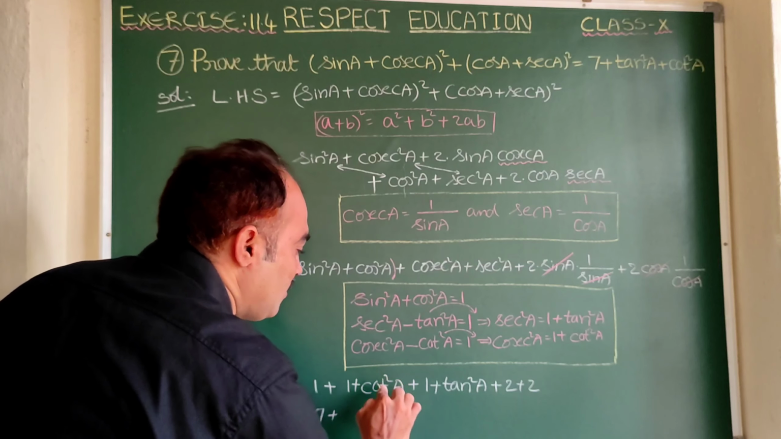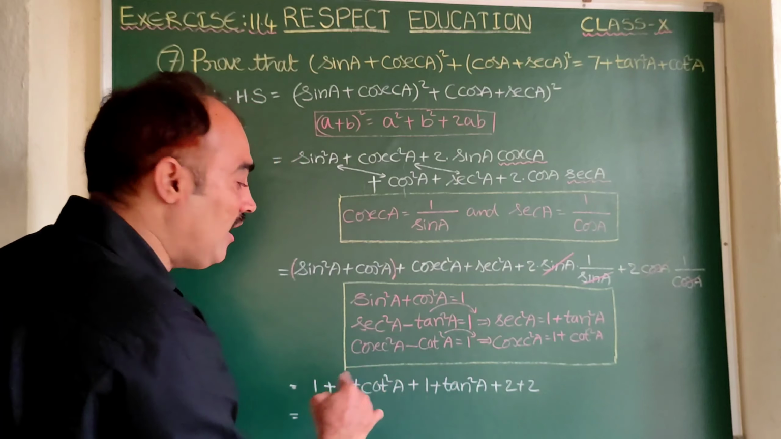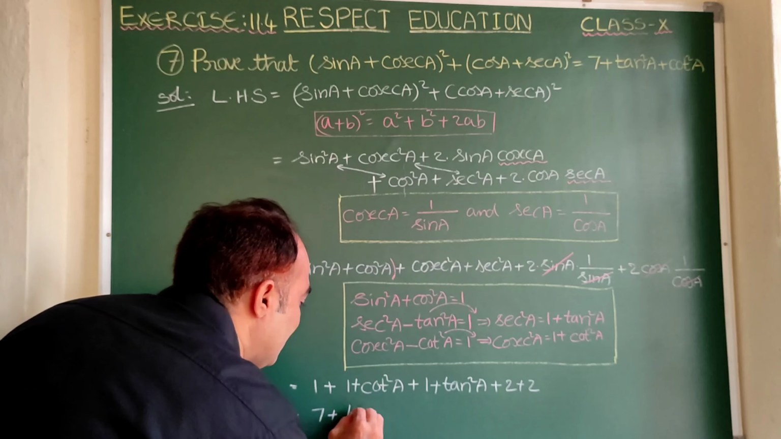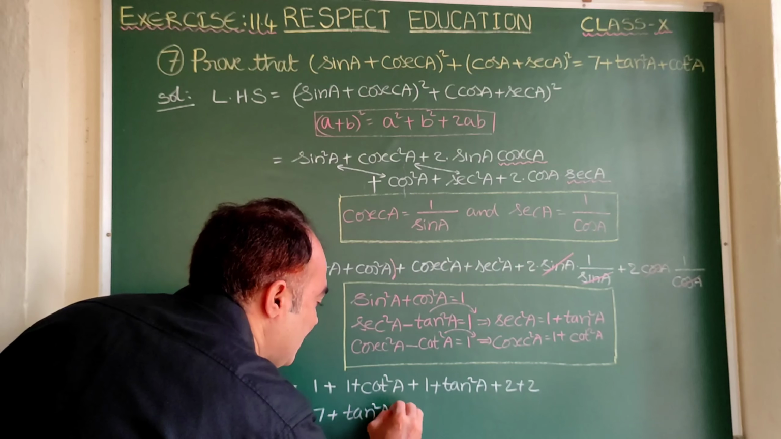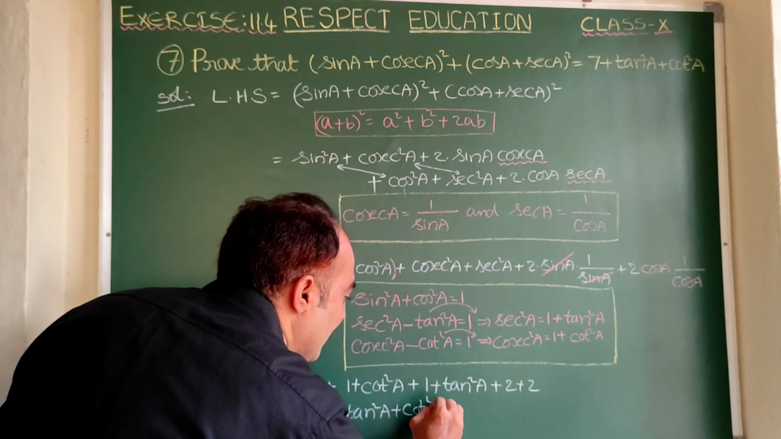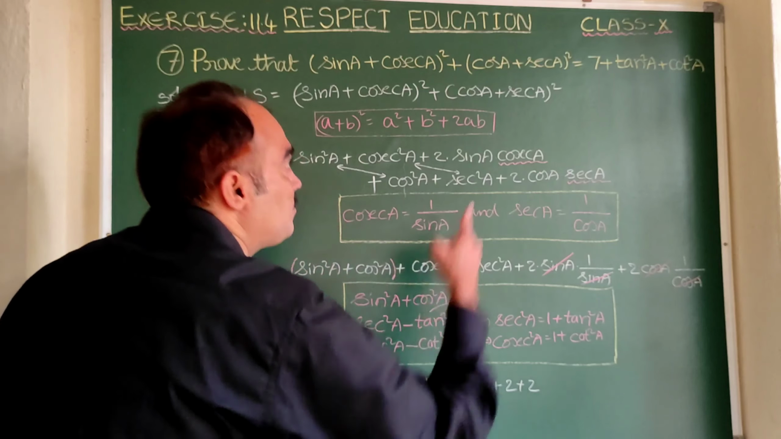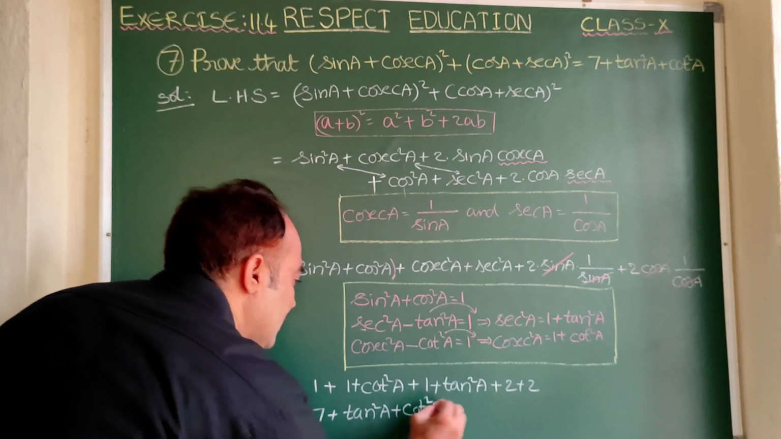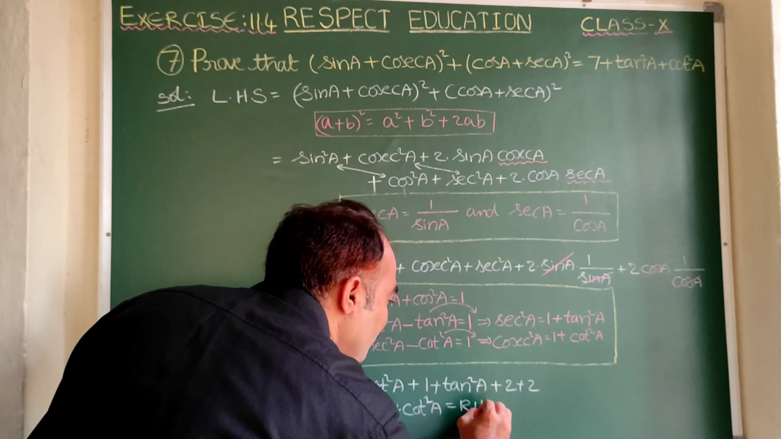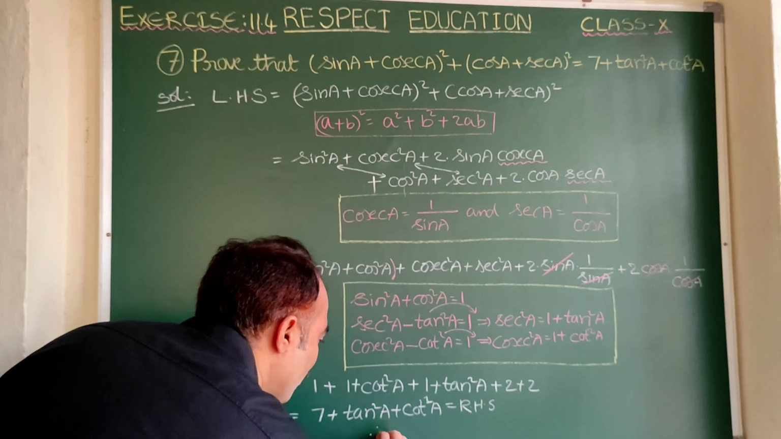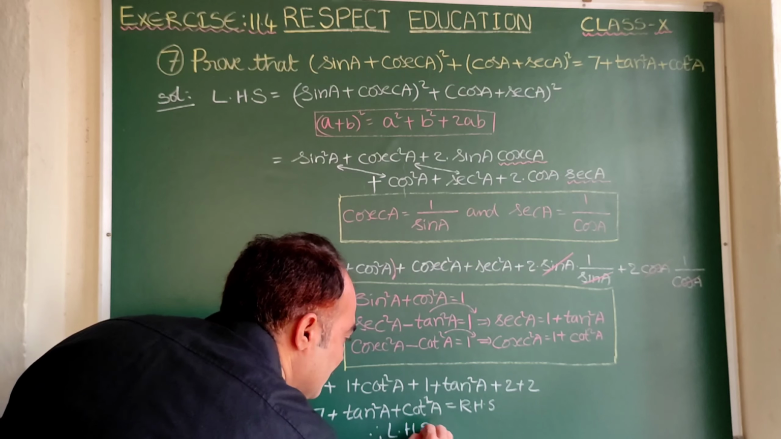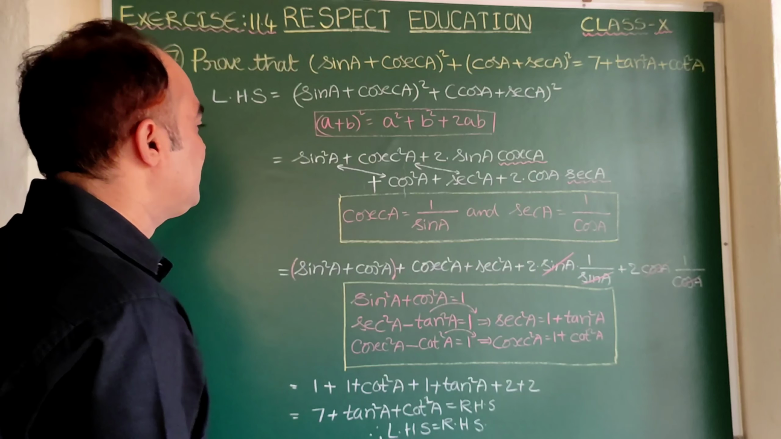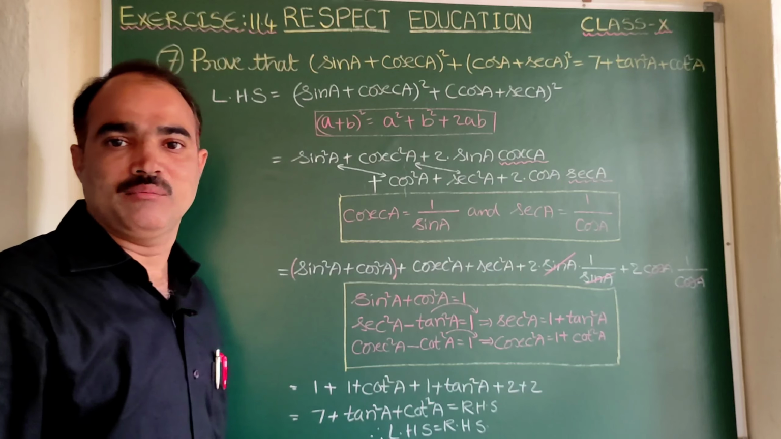Plus we can write cot square A plus tan square A, or as it is addition we can alter it. So to get the answer we can write this as tan square A plus cot square A. Is it clear? Now you observe here, is it not the RHS? Yes, it is the RHS. Therefore, if we consider LHS, we got RHS. Hence proved. With this problem number 7 gets completed.